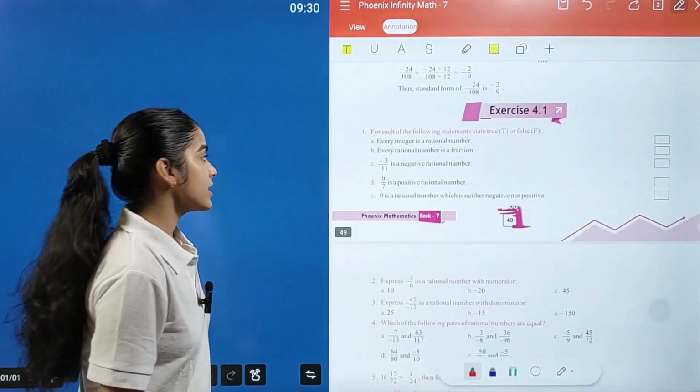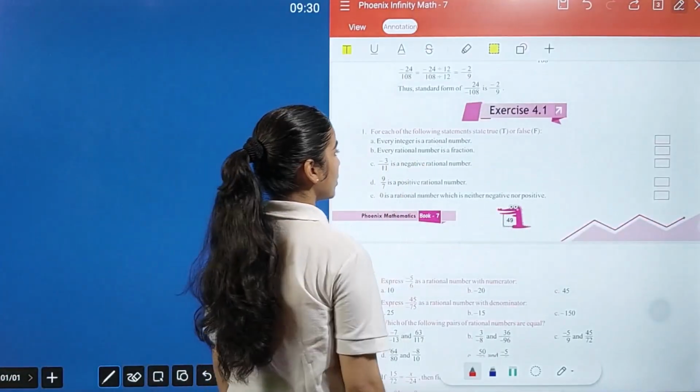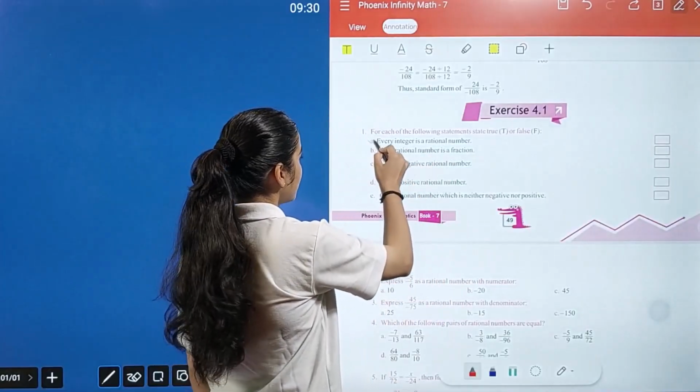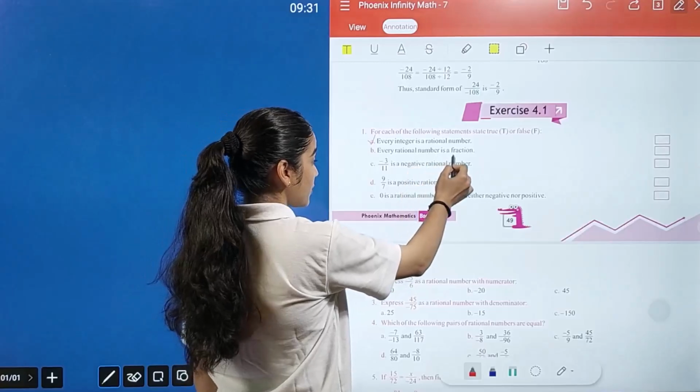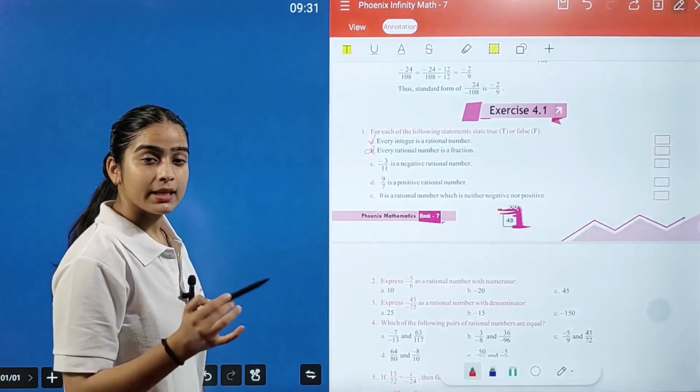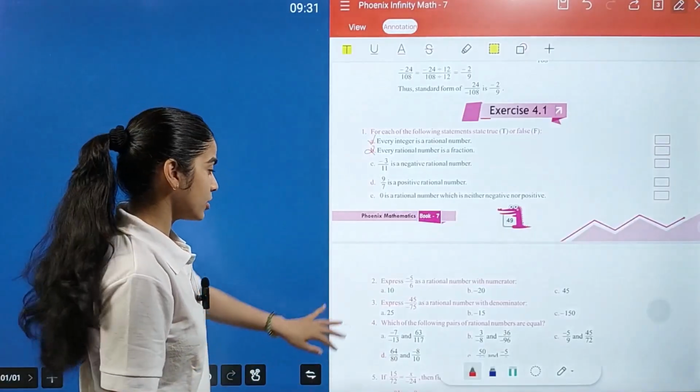Now we have our exercise 4.1. For each of the following statements, state true or false. So every integer is a rational number, true. Every rational number is a fraction, false. Okay, so now you have to read out these statements and classify them as true or false accordingly.